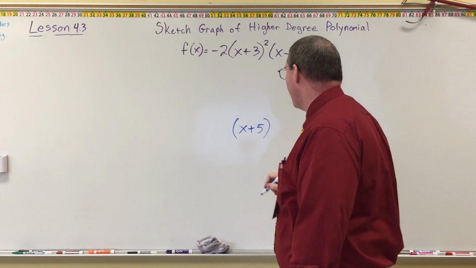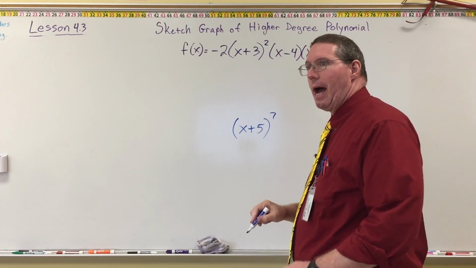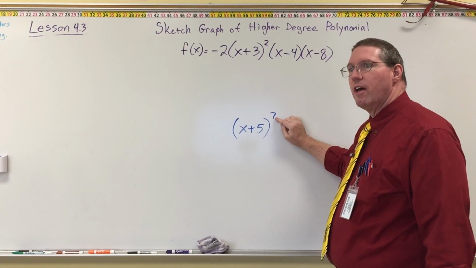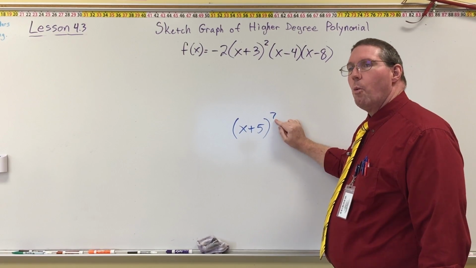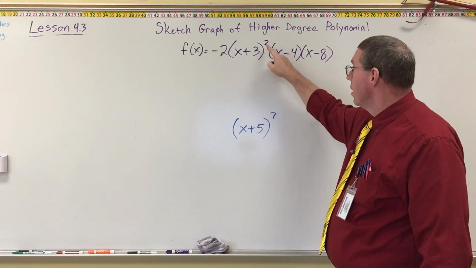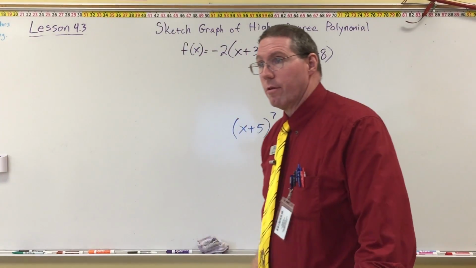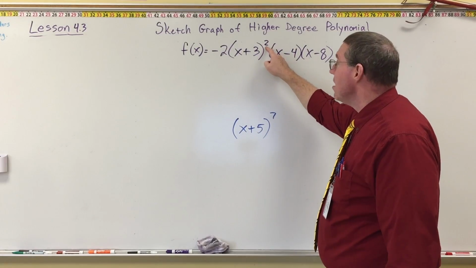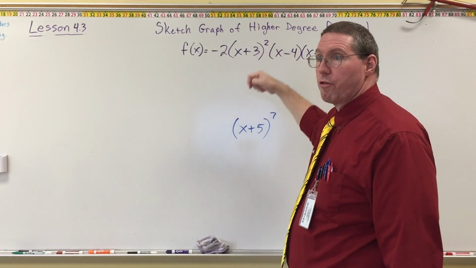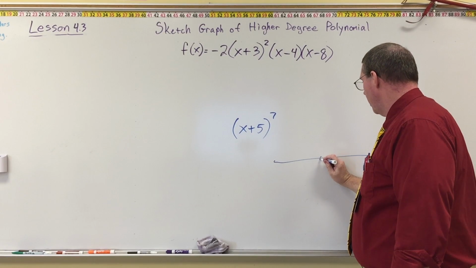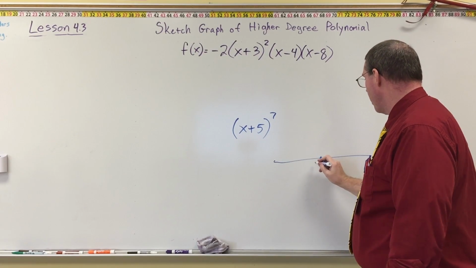Yeah, so let's say we had x plus 5 to the 7th power. The multiplicity of x plus 5 is 7. When the multiplicity is odd, we cross over the x-axis. When the multiplicity is even, we do not cross over the x-axis. We do this. So here's negative 3, right?